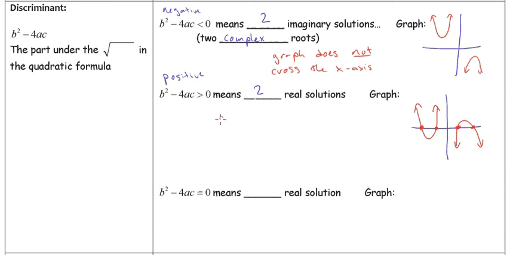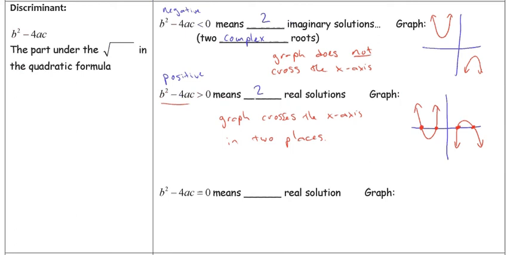So here the graph crosses the x-axis in two places. And we don't need to see the graph. Remember, what we're actually learning right now is that just by seeing that the discriminant is positive, we know that it has to cross the axis in two spots.